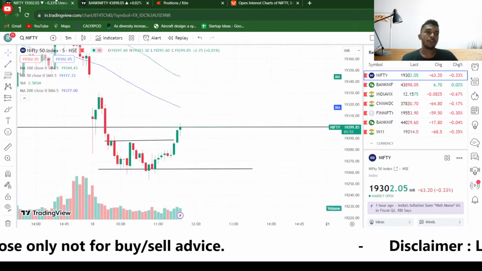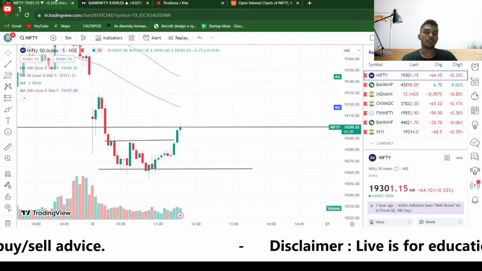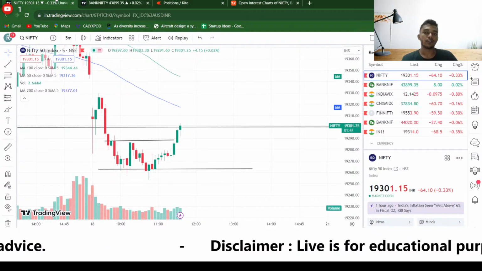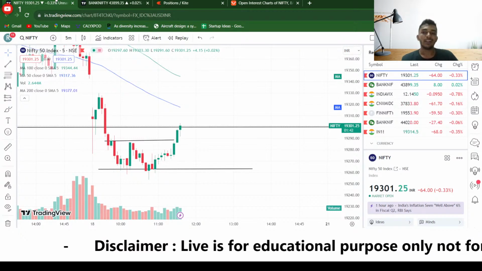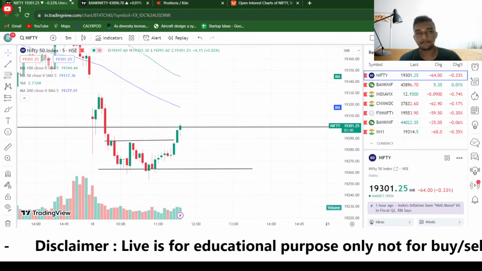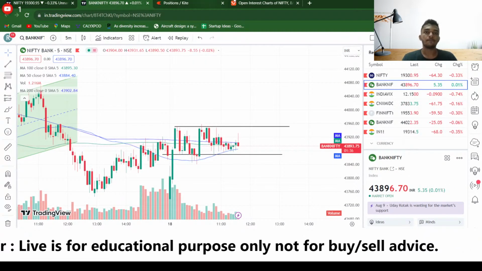If you take a look at Nifty, it is staying above the 19,300 level. Let's see whether it will be able to stay or not. We have one minute 30 seconds remaining for Nifty to sustain above the 19,300 level.